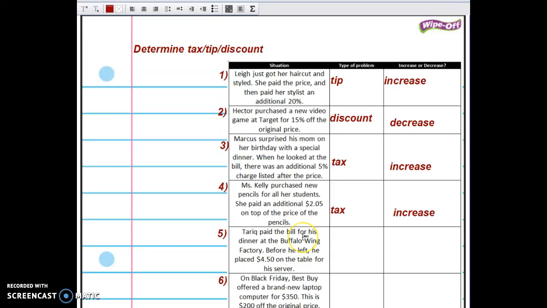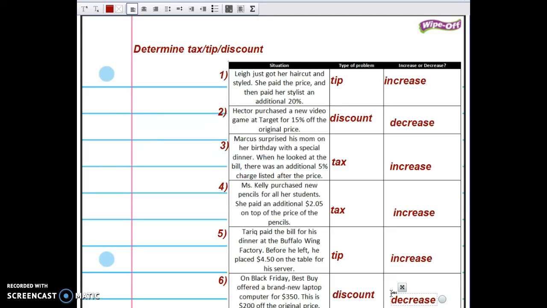Tariq paid the bill for his dinner at the Buffalo Wing Factory. Before he left, he placed $4.50 on the table for his server. Okay, that's a tip. Increase. On Black Friday, Best Buy offered a brand new laptop computer for $350. This is $200 off the original. Okay, so that's a discount because the price is being decreased. So that's one of the first steps that you have to do when we start solving these problems is determine what type of problem it is and then determine if that's going to make your cost increase or decrease.